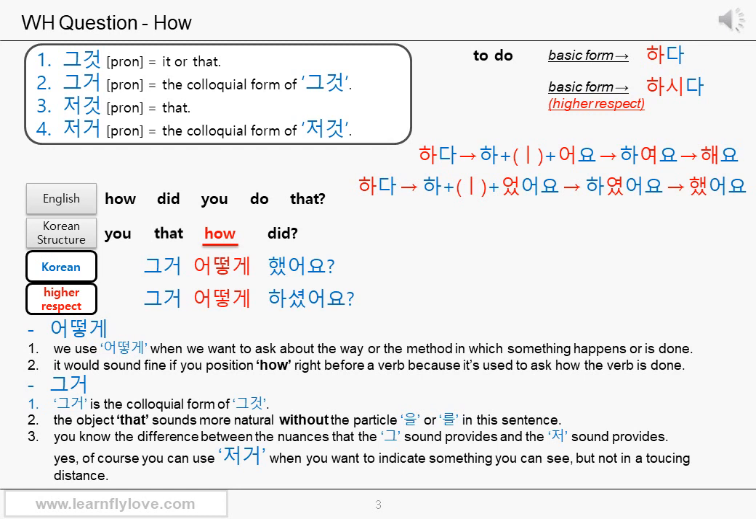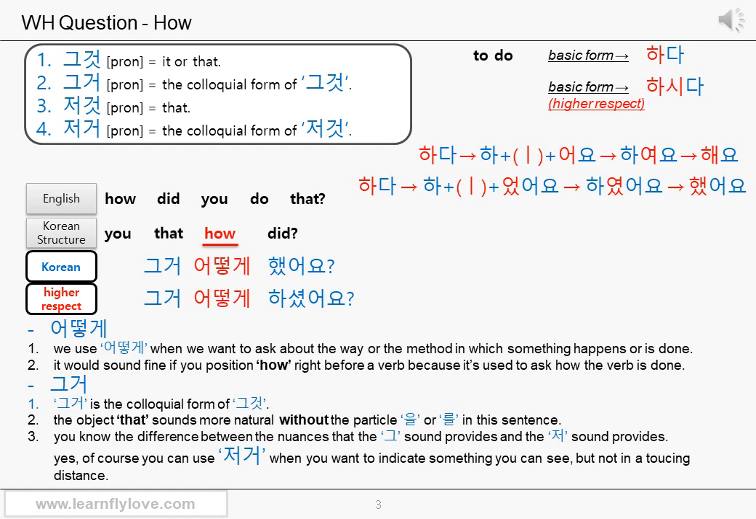You, we don't need this because you don't use the direct translation of the pronoun you in a Korean honorific sentence. That, well, the English pronoun that can be translated into two different words in Korean according to the context and the meaning. You already know that. The one is related to 그 sound and the other one is related to 저 sound.